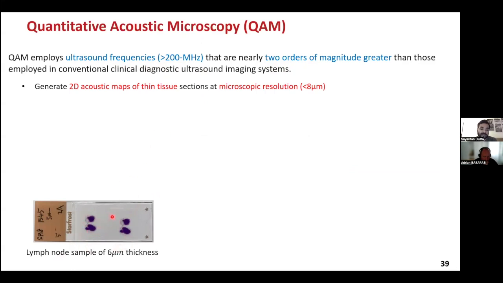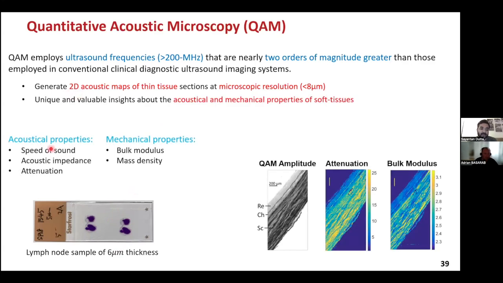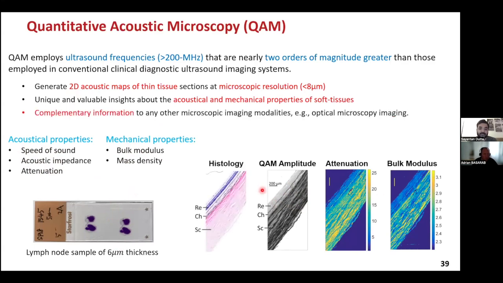After scanning that, we can get 2D acoustic parameter maps. Acoustic parameter maps means we get different acoustical properties like the speed of sound, the acoustic impedance, and attenuation. From that, we can calculate the mechanical properties of the soft tissue like bulk modulus and mass density. So these are some examples. This is the attenuation of this eye sample. This is a small section of the eye, and this is the bulk modulus of the eye. Compared to traditional optical microscopy, this is the optical microscopy image, these acoustic parameter maps give complementary information compared to the standard technique.